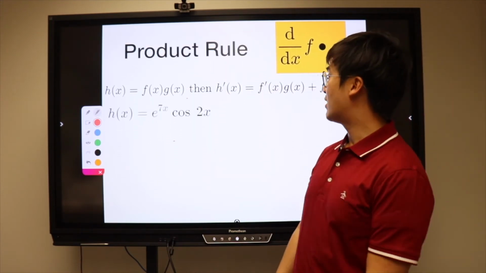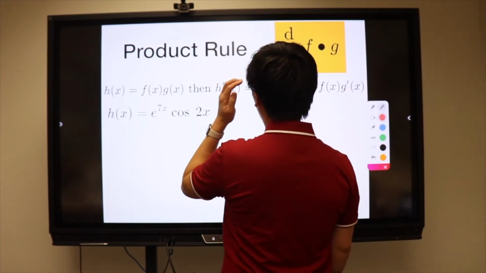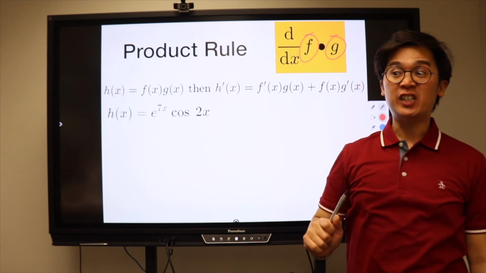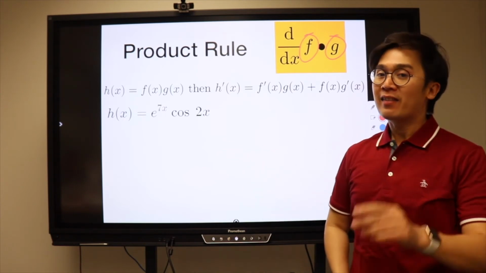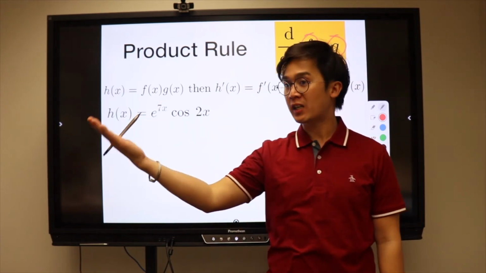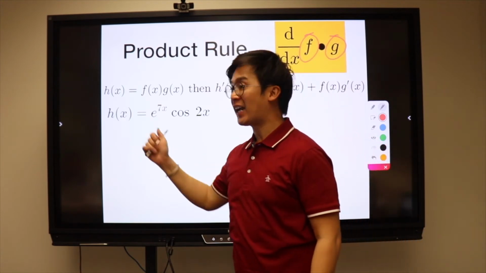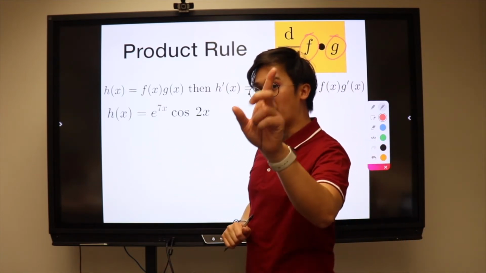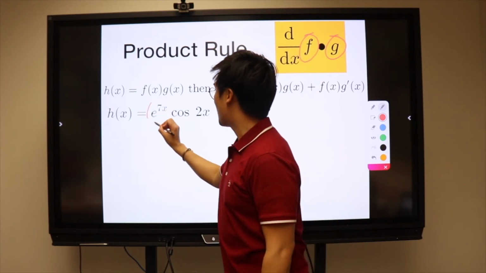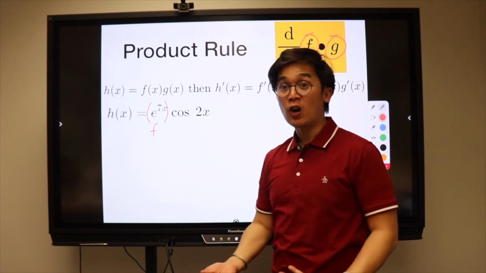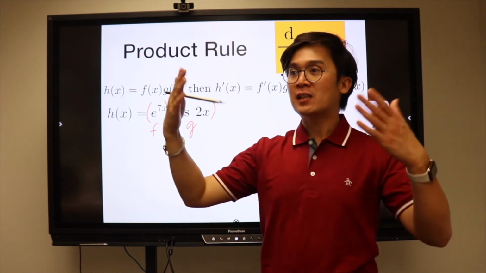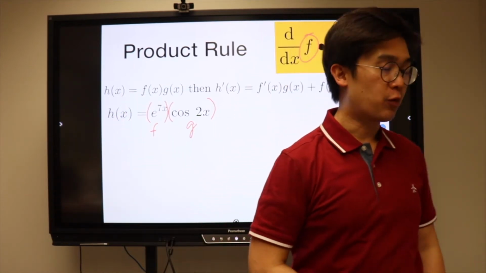Alright, let's have the first example. To be able to use the product rule, you need to identify your f and your g in the function. Okay, that's your first step. In this function, can you identify the function f and the function g in your h of x? Let's start with one. First one, what is f here? E to the 7x. Good job. That is your f. And obviously, what is your g? Cosine 2x.